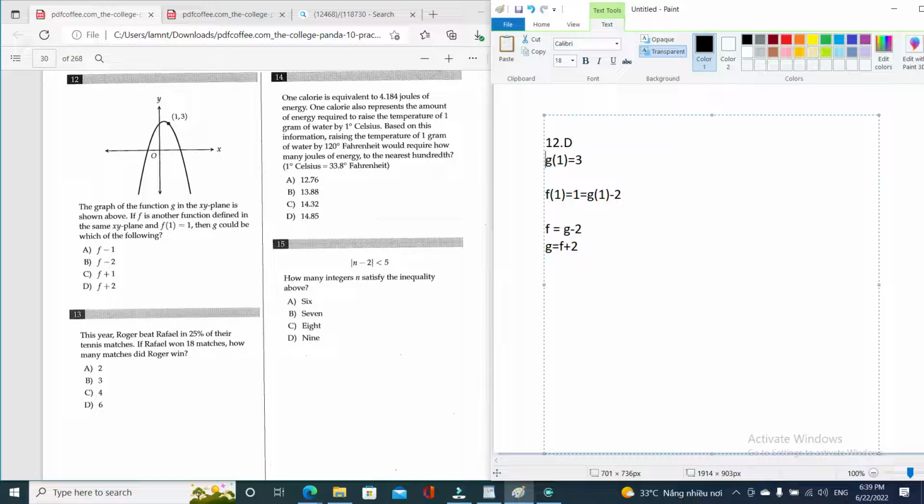Okay, I think that's how it goes. I'm going to check it later. So it's D. Number 13.